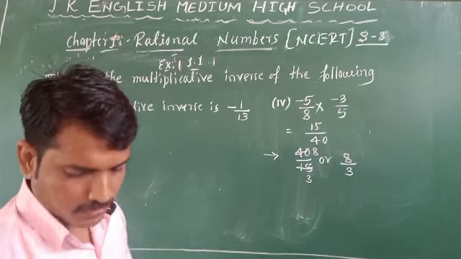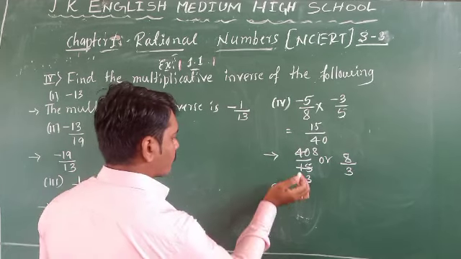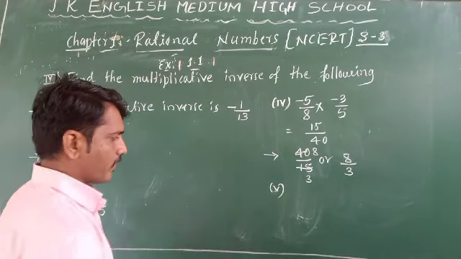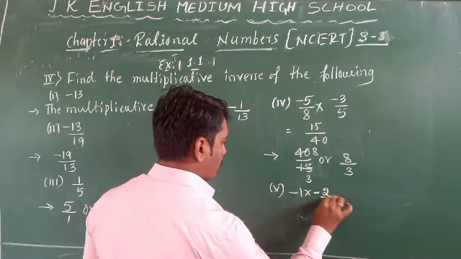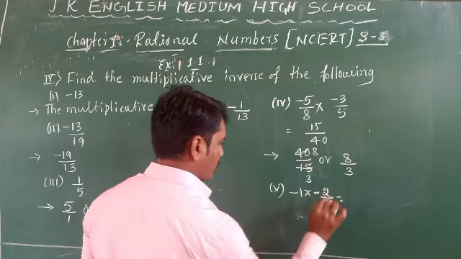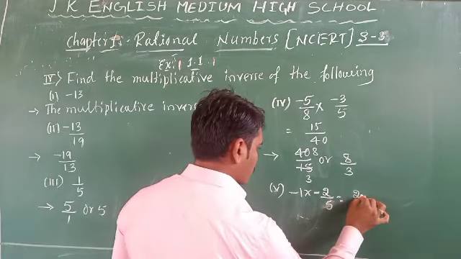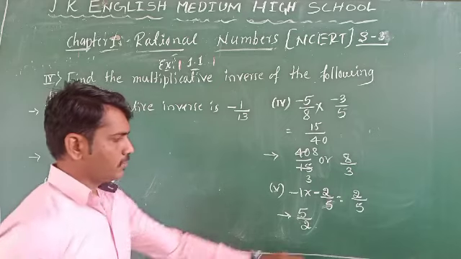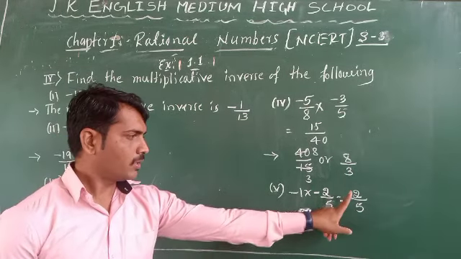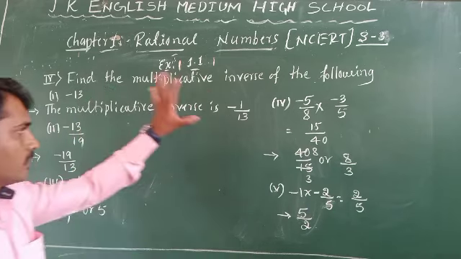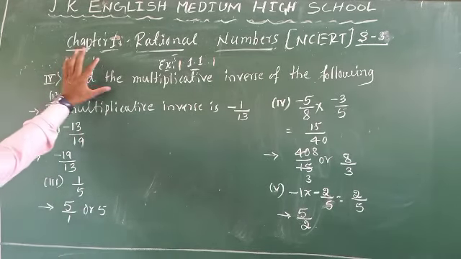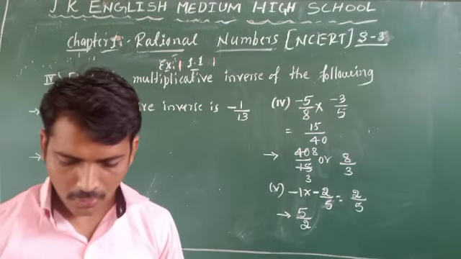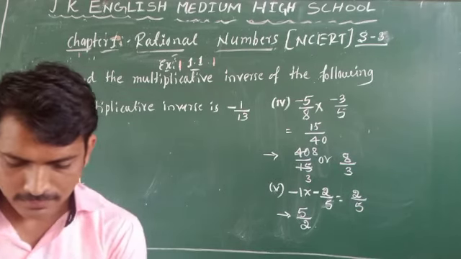Next term. Question number 5. Minus 1 into minus 2 by 5. Yes, what we will do? Minus 2 by 5 is our question. What will become the answer? 5 by 2. So 5 is the denominator, it will go to the numerator. 2 is the numerator, it will come to the denominator. These are the 4 main. Find the multiplicative inverse. Understood, children? Okay. Shall we go for the next main?